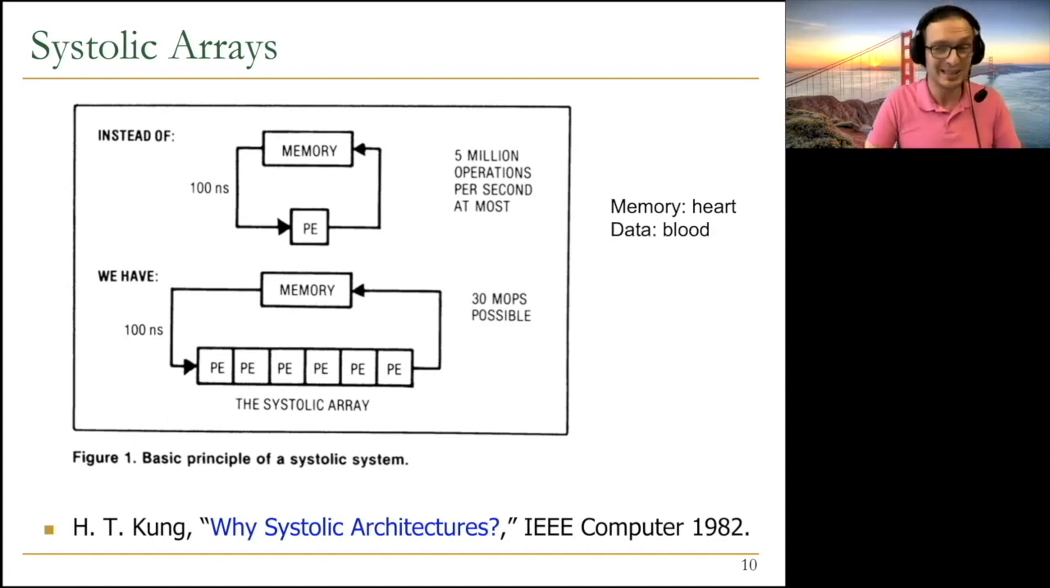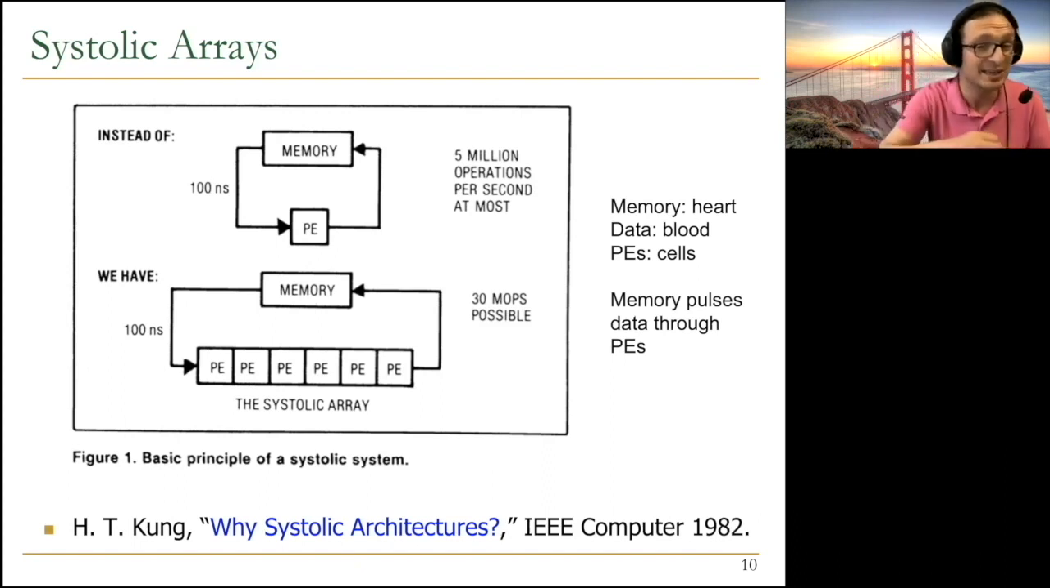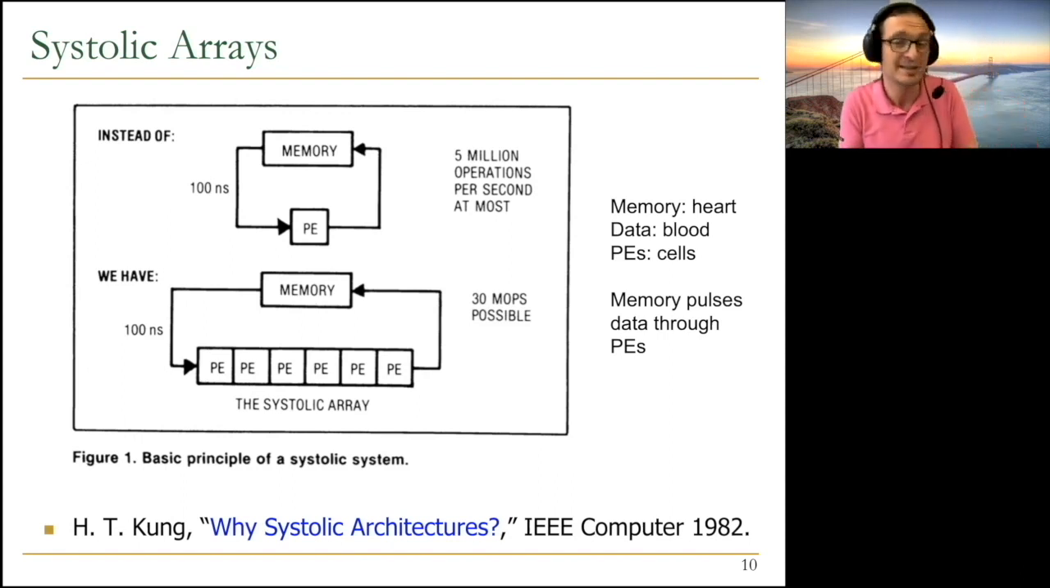So data is blood, and processing elements are cells. And memory pulses data through the processing elements. So if you think about our heart, we have a vein system where data or blood flows through the cells, right? And the cells really operate on that blood to do whatever they need to do, right?